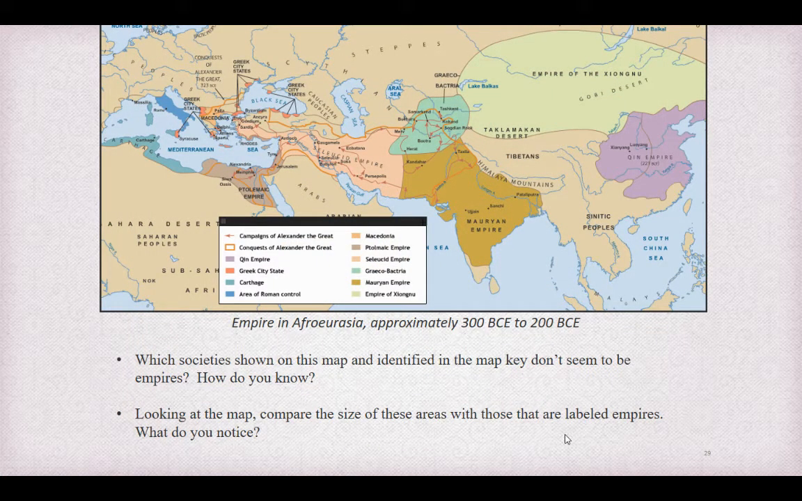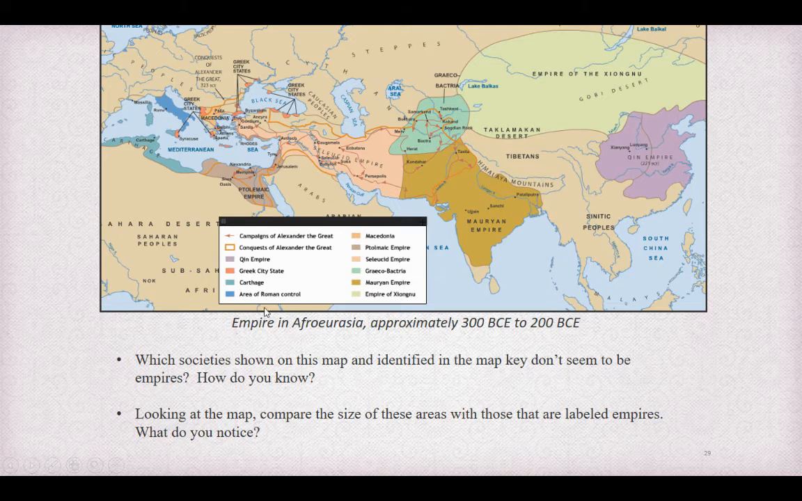This map is slide 2 of your notes for today, and you have 2 questions to answer with it. First, which societies shown on this map and identified in the map key do not seem to be empires, and how do you know? Again, this is a brainstorming question, so I just want you to think about it and make your best guess based on the information in the map.